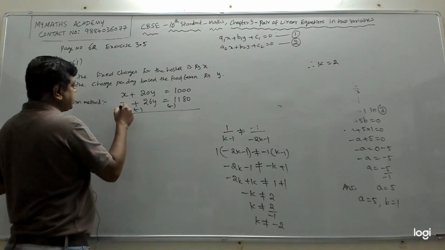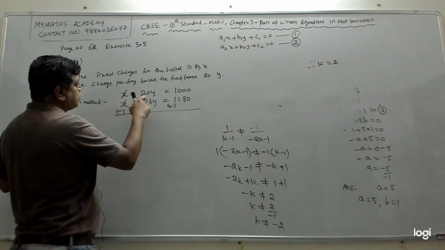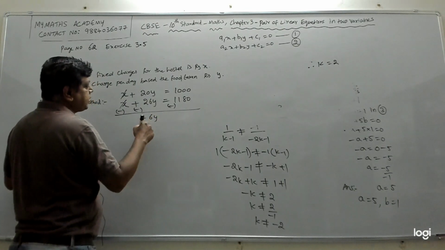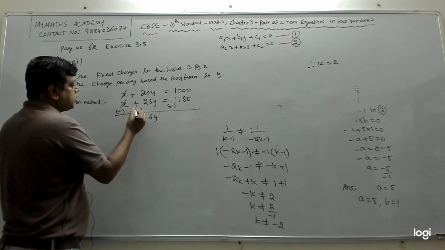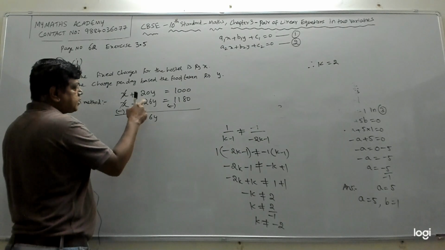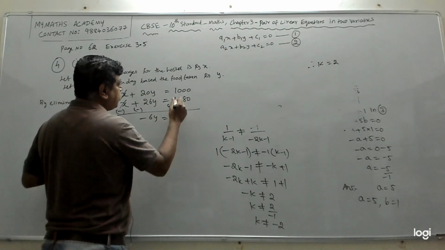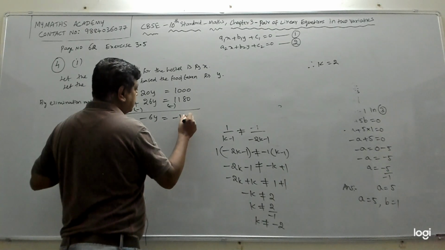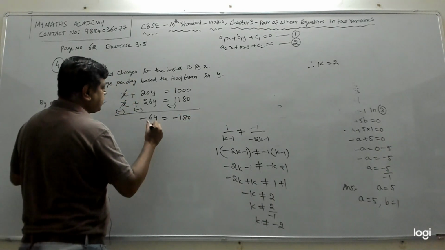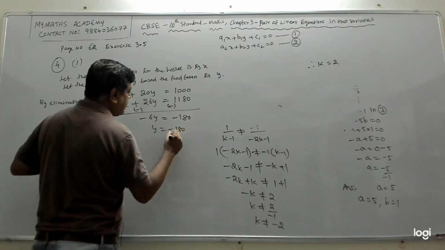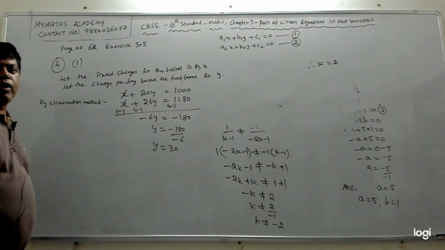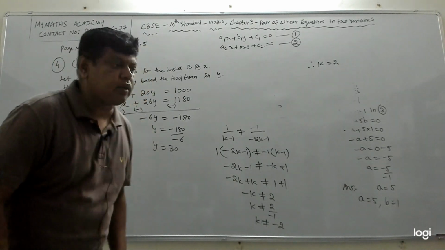Fine. Then we solve. X and minus X get cancelled. 26y minus 20y gives 6y, with the sign minus. You have to see the same sign: minus 26y, plus 20y, minus 6y, equal to, if you subtract these two, minus 180. So y becomes minus 180 by minus 6, so y becomes 30. Now we need to find X.